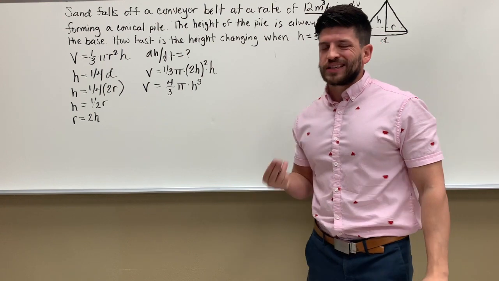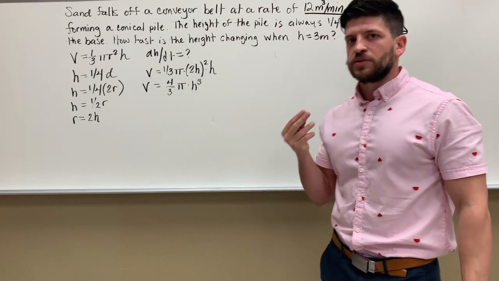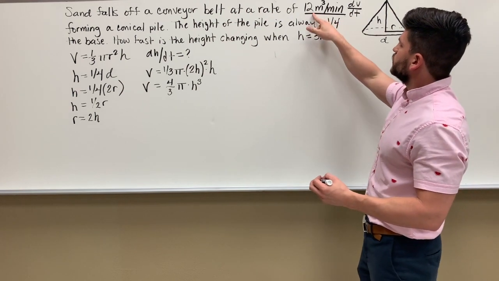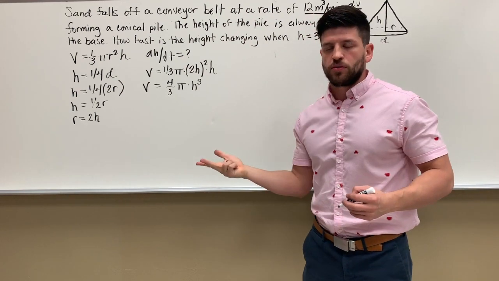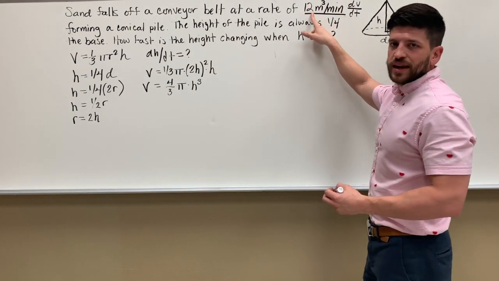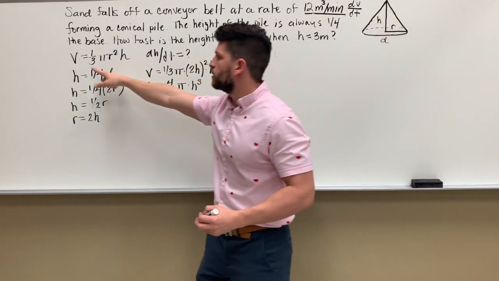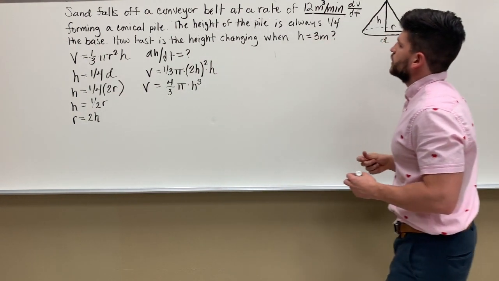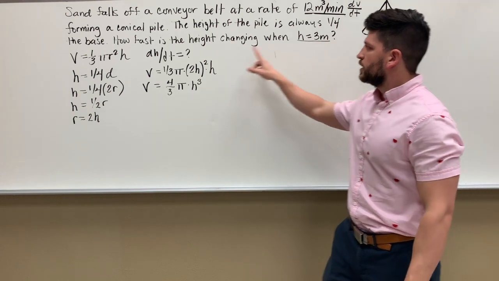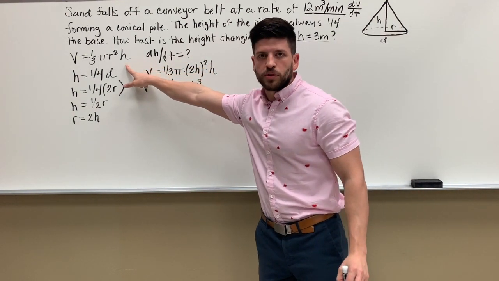But before I do that, let's talk about some things. I see a lot of mistakes when approaching these problems. I have students who like to take these numbers and just start plugging them into the equation. Well, first of all, this is a rate. This is not the actual volume, so I can't even plug it in for V. Another mistake I see is students often plug this height into the equation before we do anything.